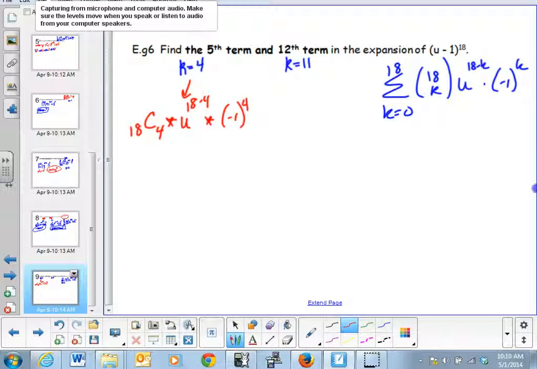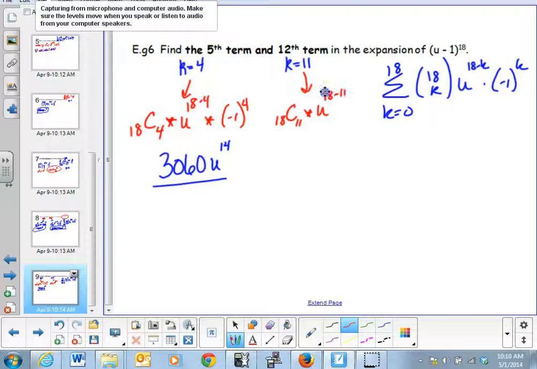And again, I'm a big cheater. I already did this on the calculator, and I got 3060 as my coefficient, and then of course u to the 14th as the variable. There is your fifth term. Okay, same idea for 11. 18 combinations of 11 times u to the 18 minus 11 times negative 1 to the 11th power. That says negative 1 to the 11th power, for those of you who can't read my scribble. On my calculator, I already did this. This is negative 31824 u to the 7th power.